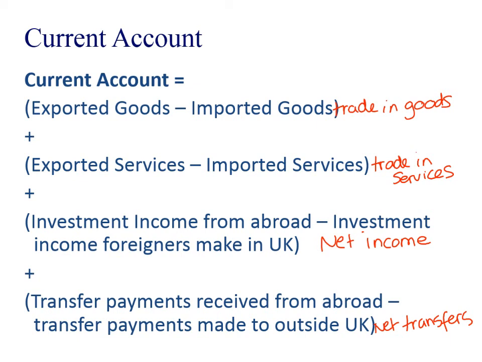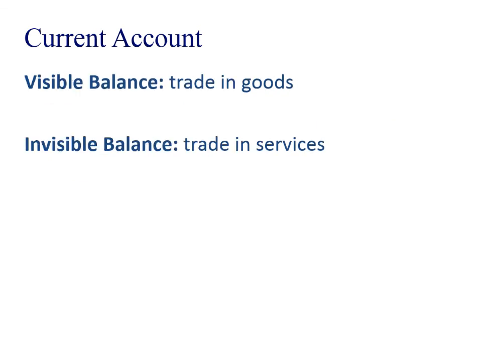So maybe if we own some factories abroad and that company makes a profit, that's your investment income from abroad, minus any foreigner who owns a UK business and makes profit from that and is taking the profits back home. And transfer payments. Transfer payments are just the movement of money from one country to another. It's not earned income. So maybe people sending money home, those types of things.